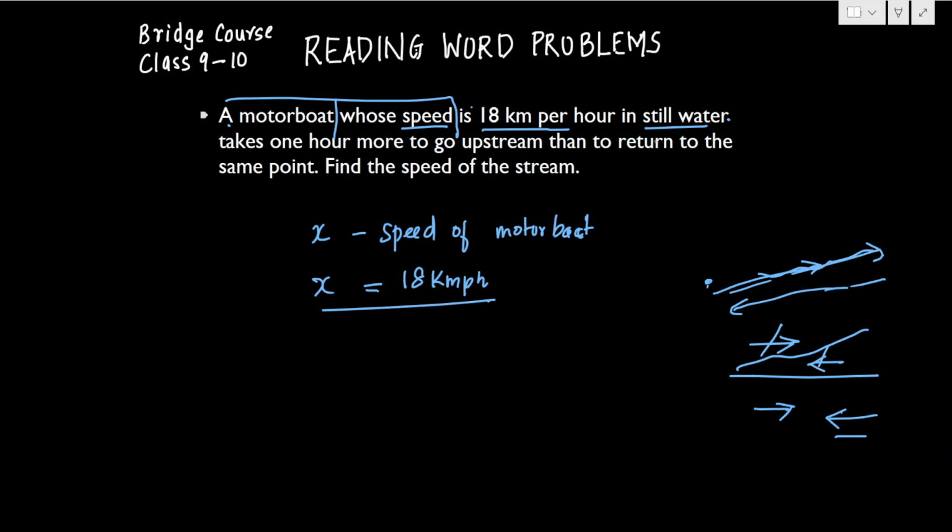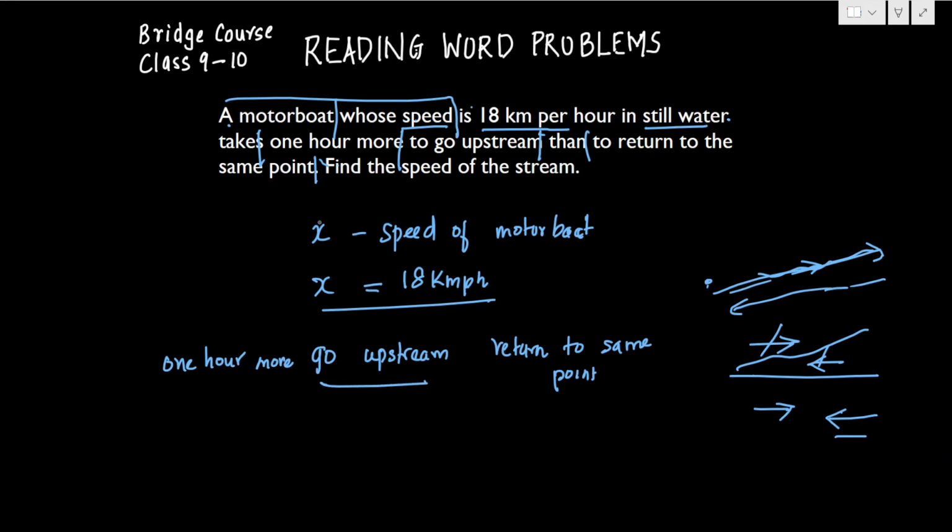So now the motorboat takes 1 hour more to go upstream than to return to the same point. So 1 hour more, let's split that separately. To go upstream, let's keep that separately, then to return to the same point. There are three things that you're talking about here. Going upstream, return to the same point, and then 1 hour more. These are the three pieces of this second part of the problem.